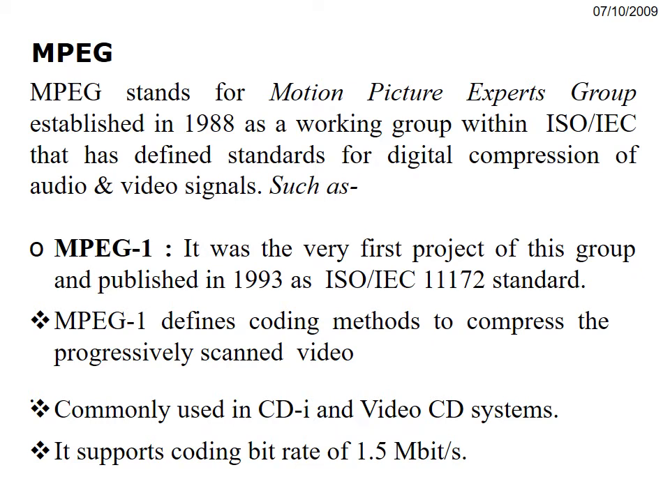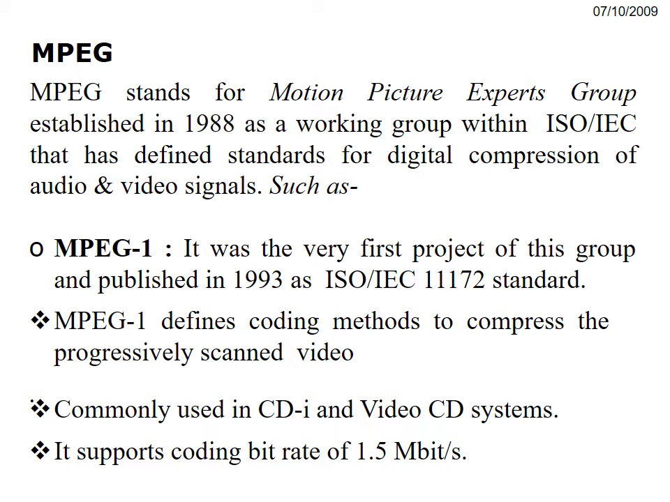So what is MPEG? The full form of MPEG is Motion Picture Expert Group. This was first established in the year 1988 with a working group of ISO and IEC, which has a certain set of standards for digital compression of audio as well as video signals. Okay, so what are the standards? First is MPEG-1.